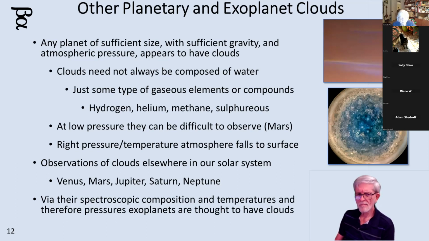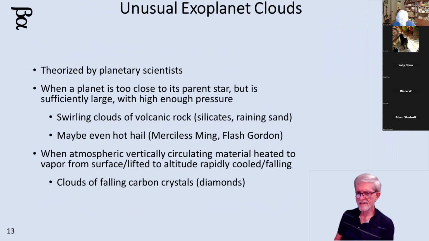And what we're finding out is planets elsewhere are just like the things that are happening on Earth. They get the same sort of elements, but we have yet to have a close enough image to actually confirm flow of the atmosphere on an exoplanet. Maybe when the Sagan Space Telescope is put up there in 2035, it'll be big enough to get us some good images of nearby exoplanets. So theorized by scientists that are of the planetary science discipline, when a planet is too close to its parent star, but it is sufficiently large with high enough pressure, you can have swirling clouds of volcanic rock. Essentially, it will be raining sand, silicon dioxide.